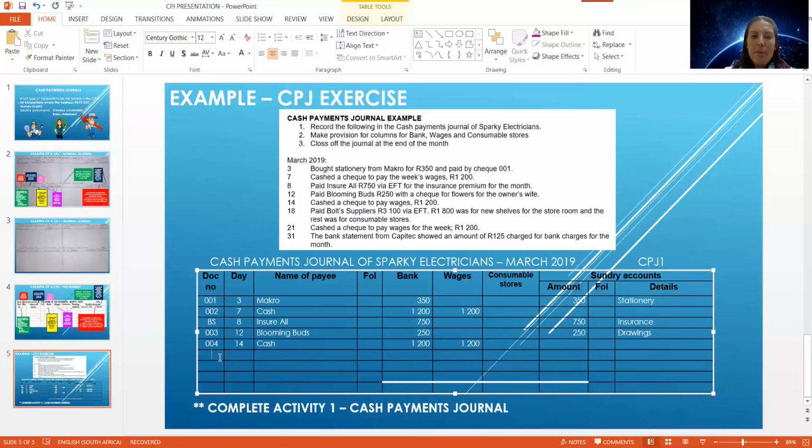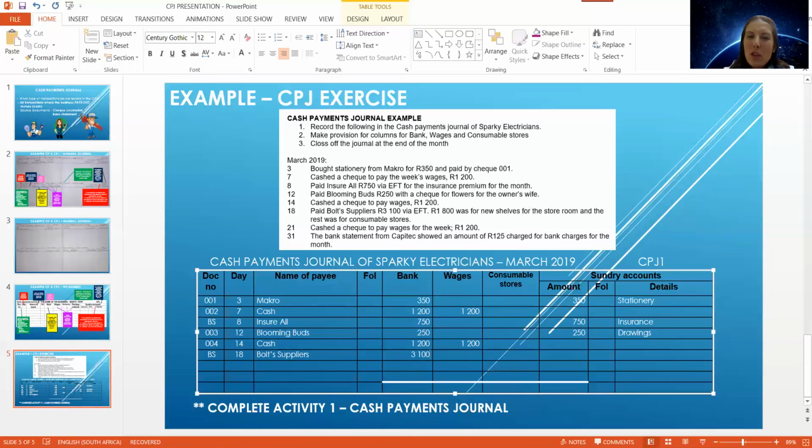On the 18th, paid bolts suppliers 3,100 via EFT. 1,800 was for new shelves for the storeroom, and the rest was for consumable stores. Okay, so this one we need to think a little bit. We paid via EFT, so my source document is bank statement. The date is easy, it's the 18th. Whom did we pay? Bolts suppliers. That's also fairly easy. Okay, now let's have a look. It says there we paid them 3,100 via EFT. So that is the amount that went out of our bank account. So put the 3,100 in the bank column to show that money is paid out.